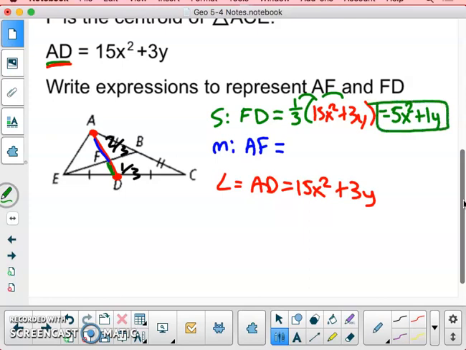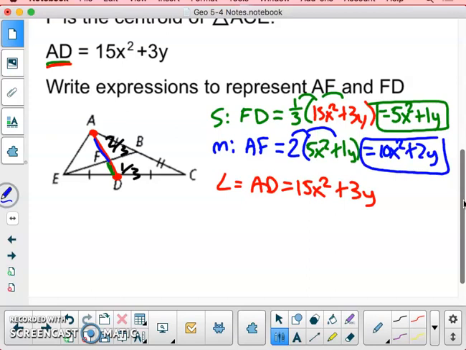Now, once I have the short piece, I know the medium piece is twice as long as that. So if I double what I get here, I have 10x squared plus 2y. If I check my work, I can add those back up to the whole thing again, the red piece. 5x squared plus 10x squared gets 15x squared. 1y plus 2y equals 3y.